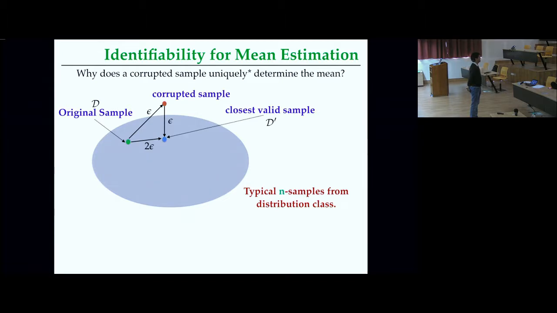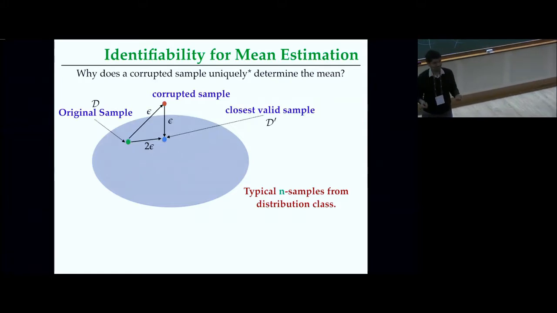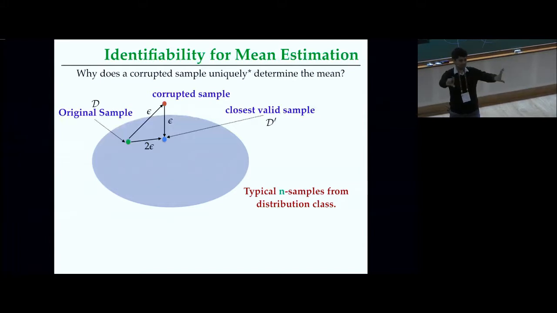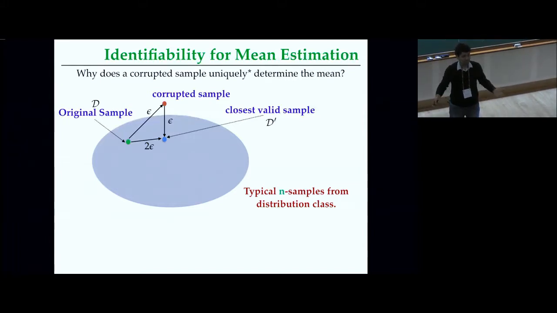I clearly cannot distinguish between zero corruptions and epsilon fraction of the corruptions. I really have no ability there to distinguish between the original sample and the corrupted sample, which still lies in the class of the distributions I care about. So there, in some sense, you identify a canonical case where the mean is not identifiable. If the means of these two points are far away, then what can we do? We cannot distinguish between those two cases at all, information theoretically.